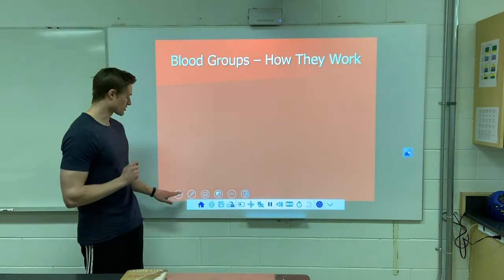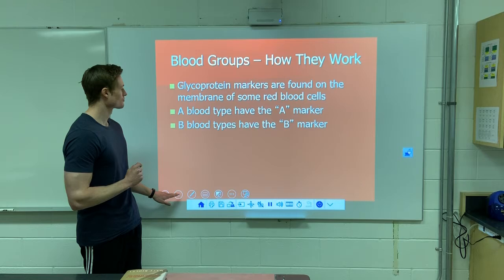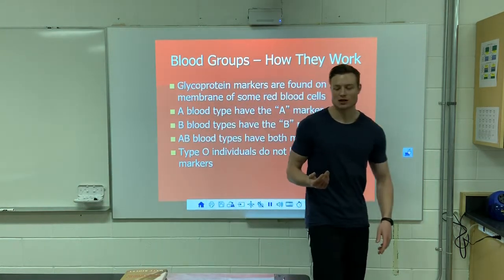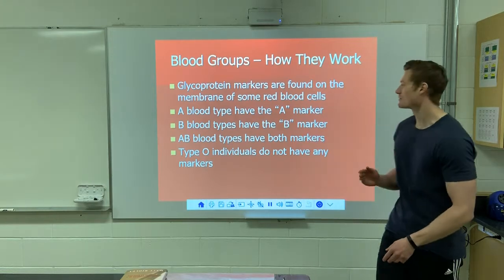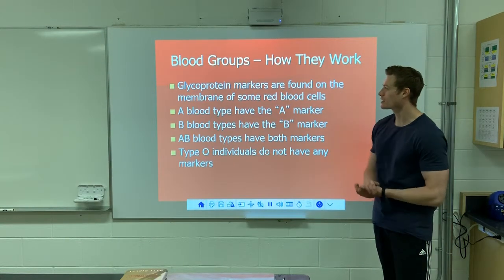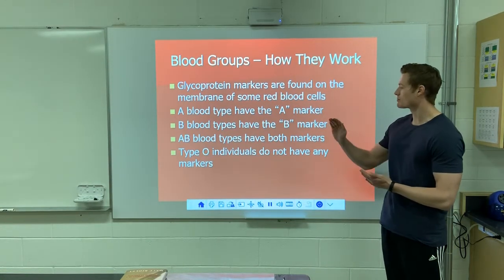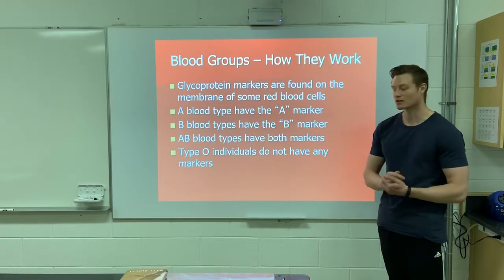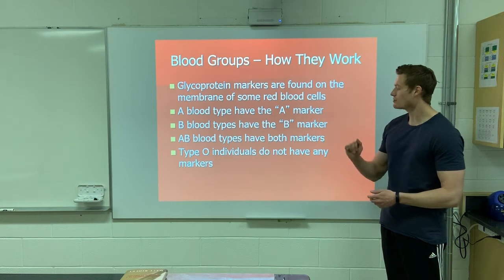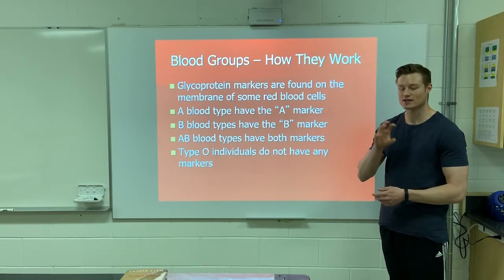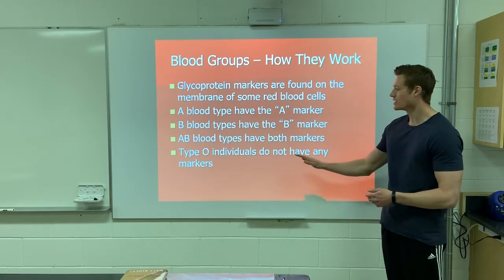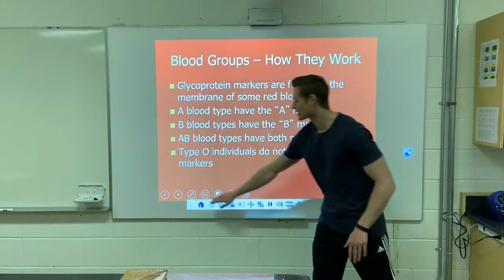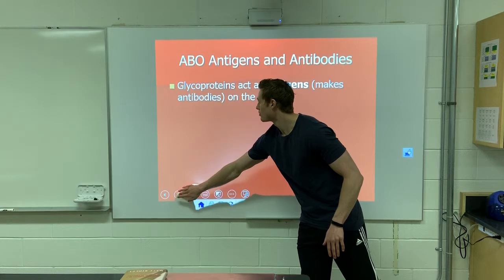So, what are the blood groups? Well, if you are type A blood, your red blood cells have the A marker, or the A glycoprotein. If you're type B blood, your blood cells have the B marker, or the B glycoprotein. If you're AB blood, you have both markers, A markers and B markers. And if you're type O, you have no markers on your blood cells.